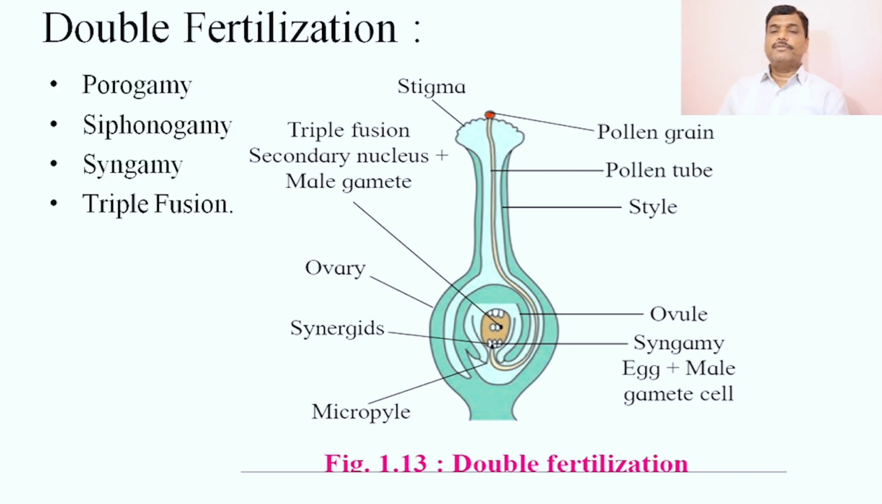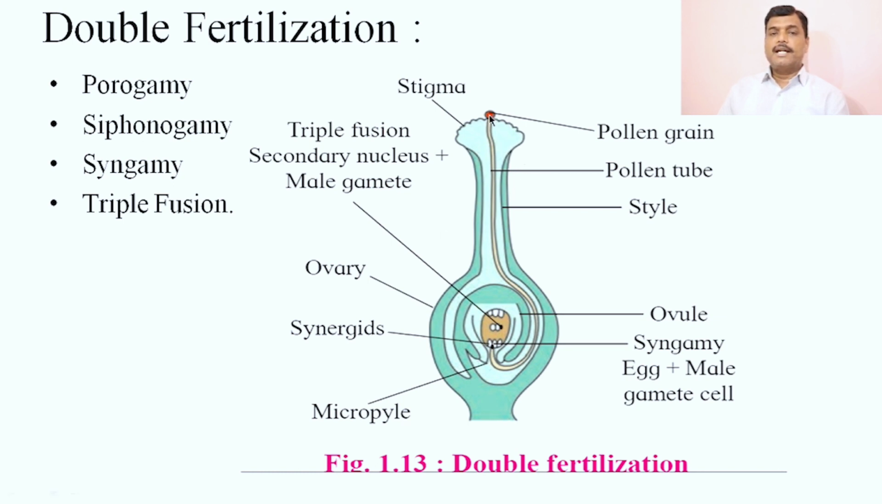In angiosperm, the process of fertilization is divided into four steps: porogamy, siphonogamy, syngamy, and triple fusion. Porogamy: the entry of the pollen tube into the ovule through the micropyle is known as porogamy. There are three different methods of entry of the pollen tube inside the ovule. We will see them after the process of double fertilization. So remember, the transfer or entry of the pollen tube inside the ovule through the micropyle is known as porogamy.